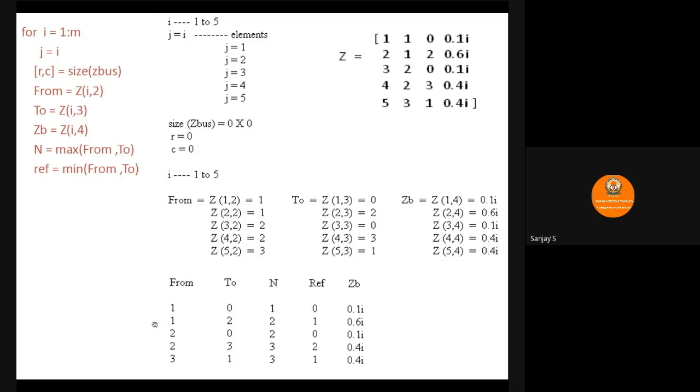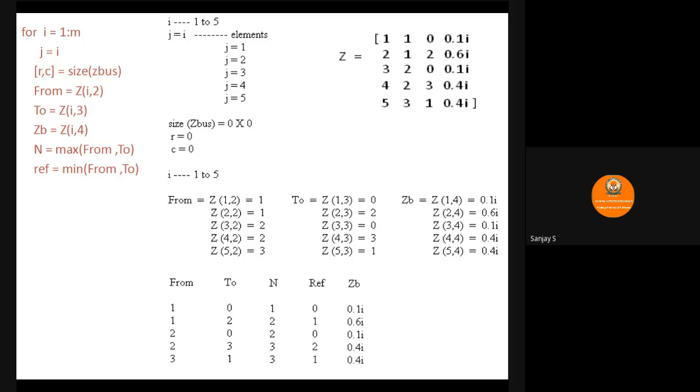Similarly, go to the second line. From is 1, to is 2. So reference will be 1, capital N will be 2. Maximum among the 2 will be N, minimum among the 2 will be reference. So go to the third row. From is 2, to is 0. So capital N will be 2, reference will be 0. Then you are having fourth row, which is from is 2, to is 3.